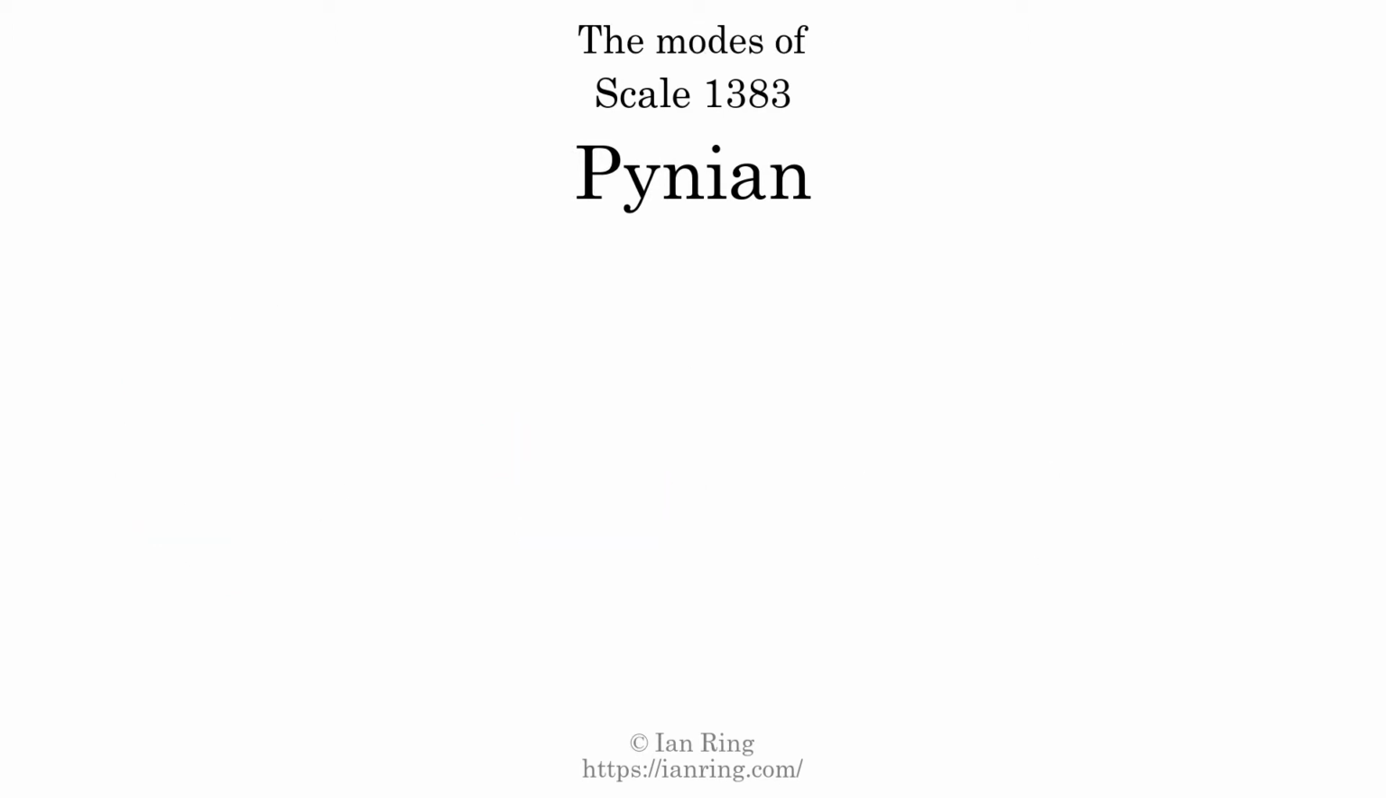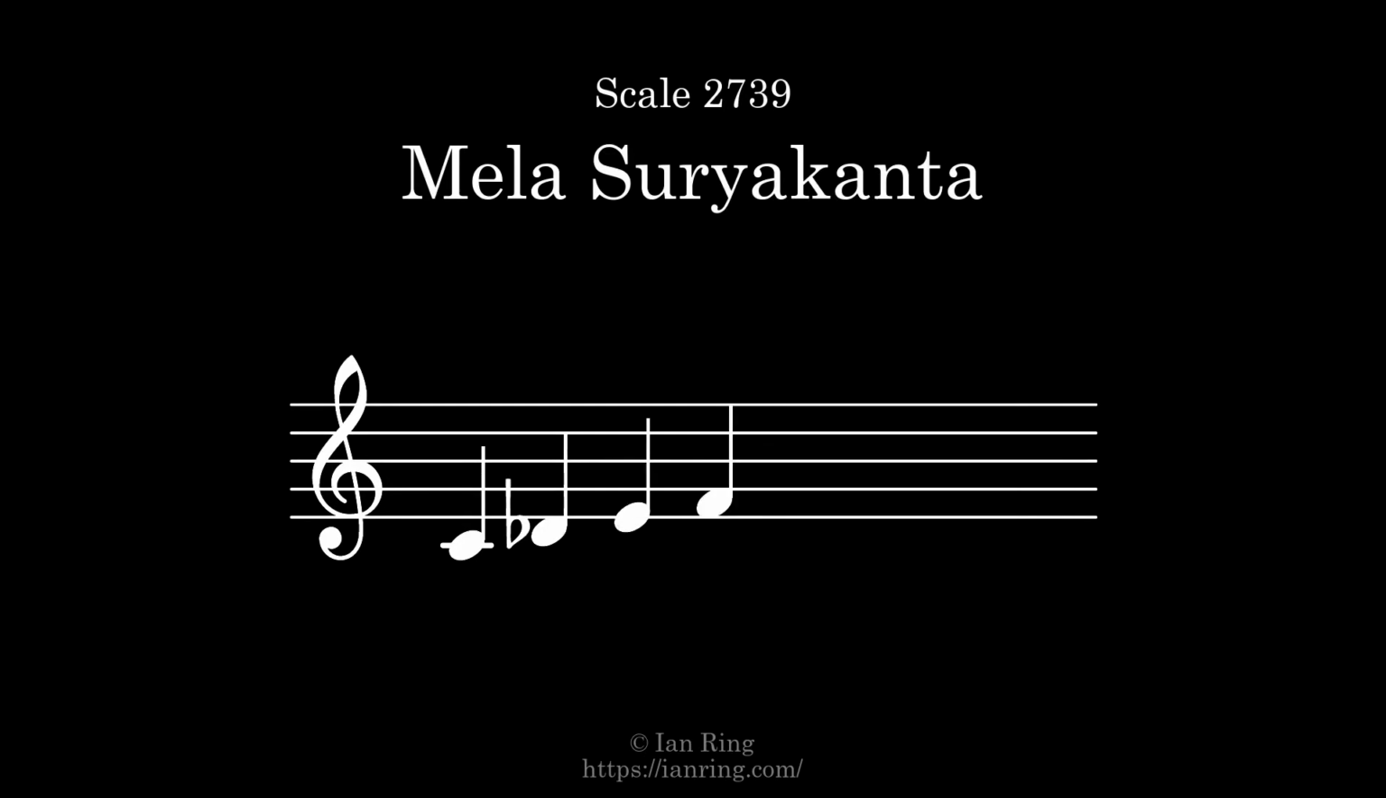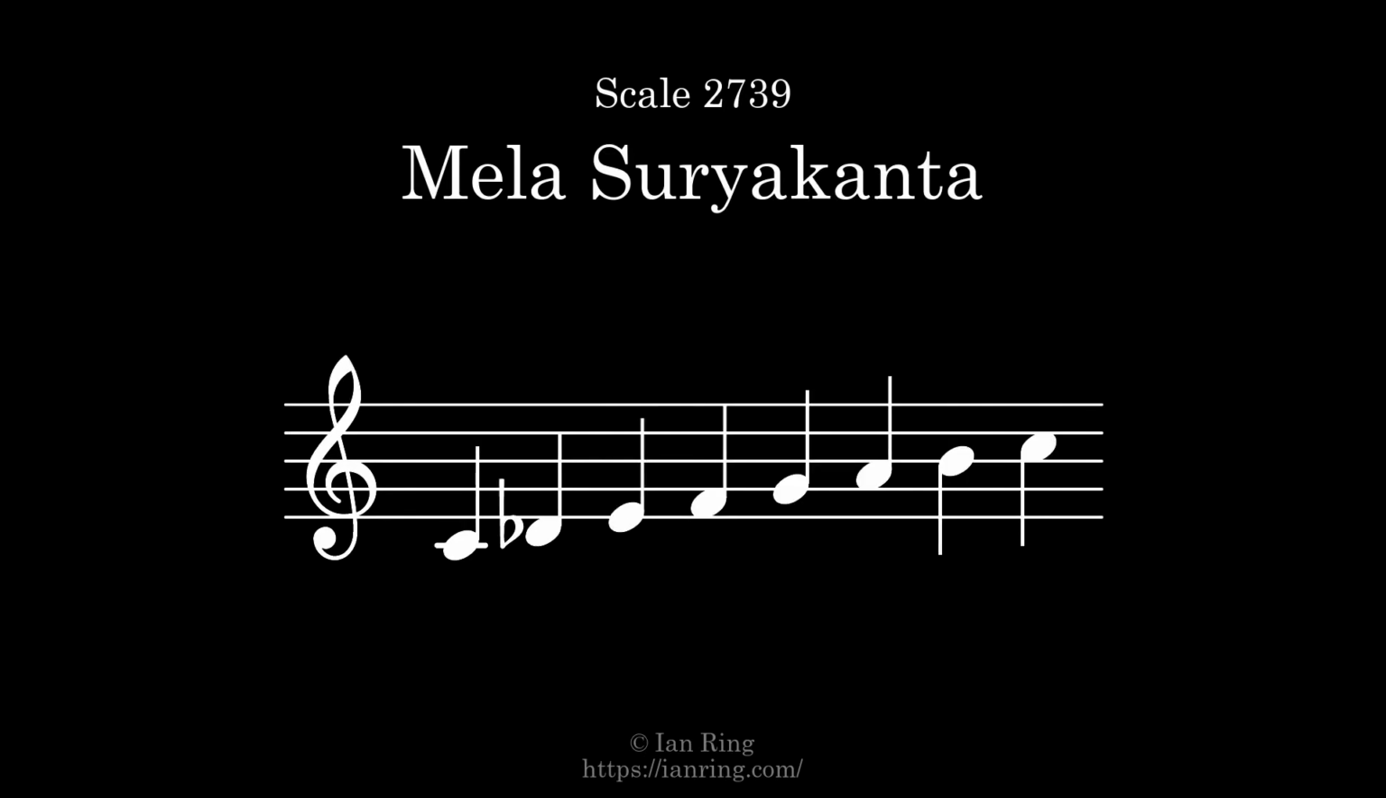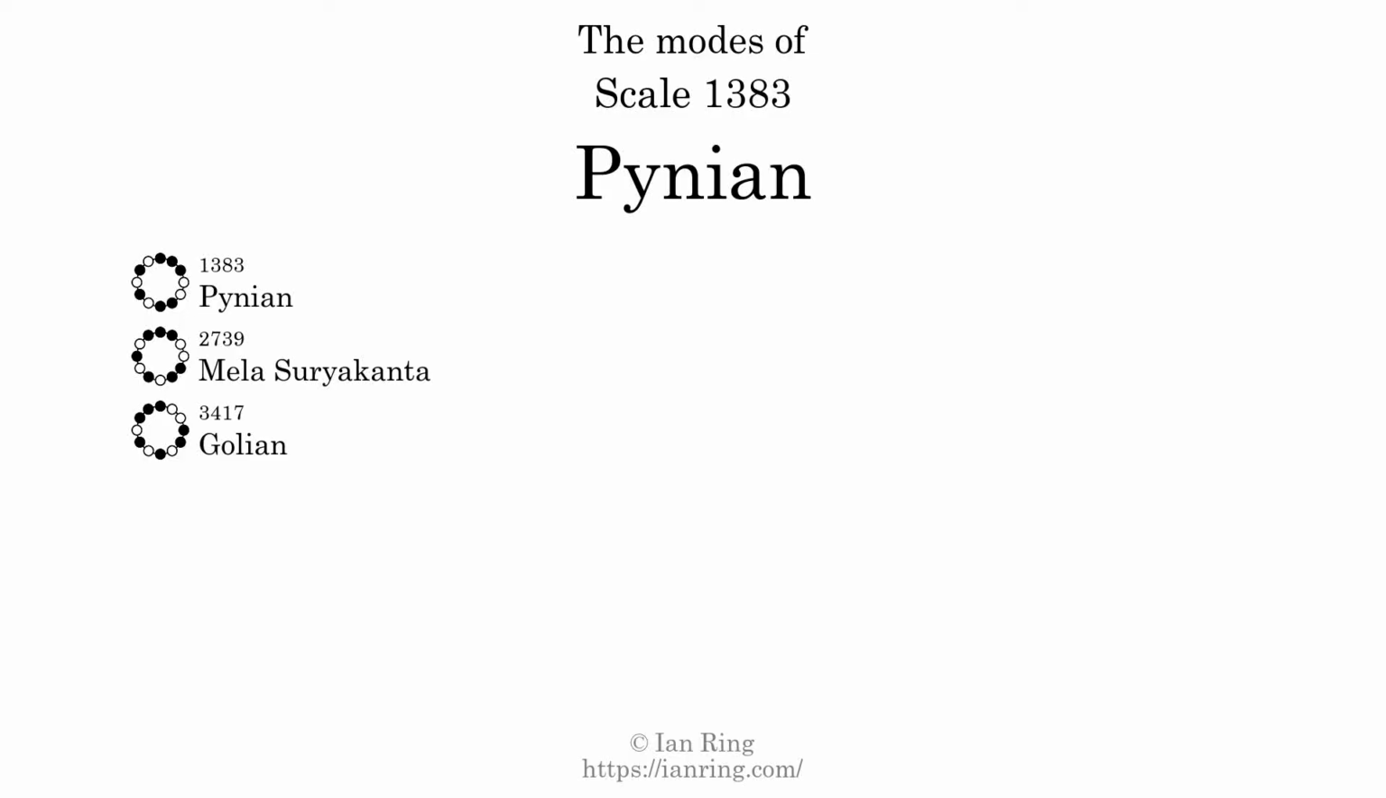This scale has 7 modes. The first mode is itself. The second mode is scale 2739, also known as Mela Cantor. It sounds like this. The third mode is scale 3417, also known as Lydian. It sounds like this.